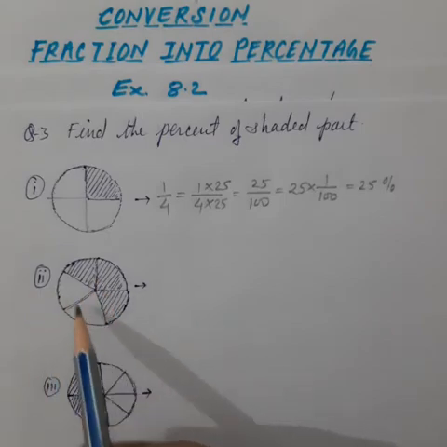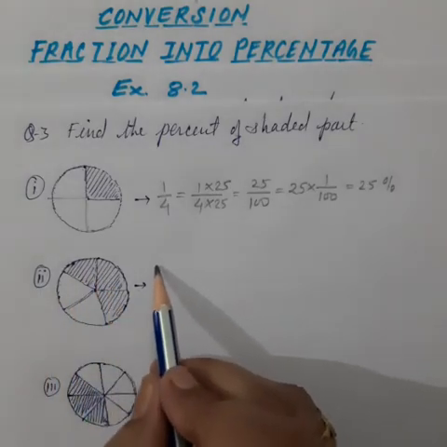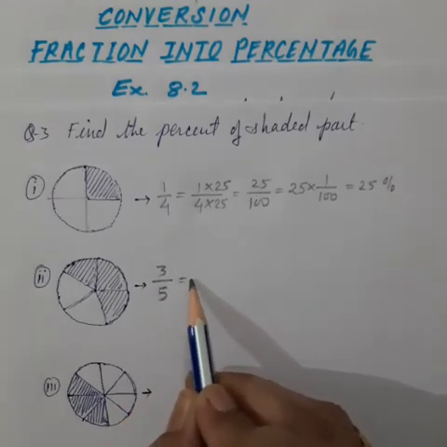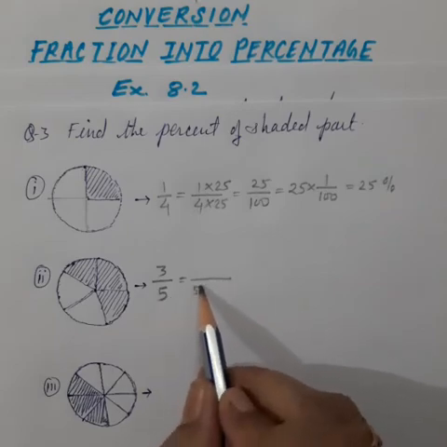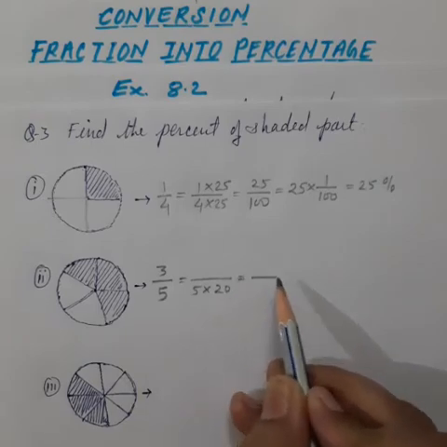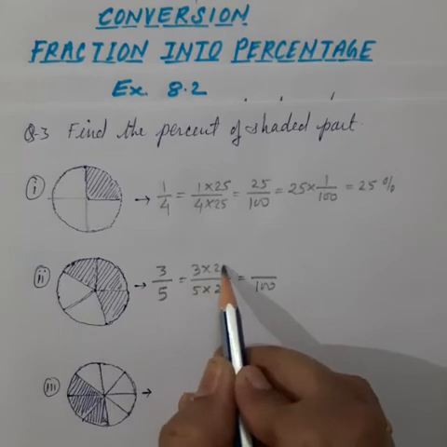2. In this figure, out of 5 equal parts, 3 parts are shaded. So the fraction for the shaded portion is 3 by 5. Denominator 5 is a factor of 100. So by multiplying by 20, we can get the denominator 100. So multiply the numerator also by 20.